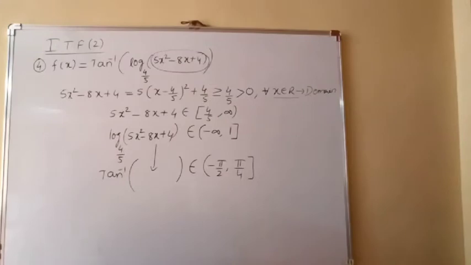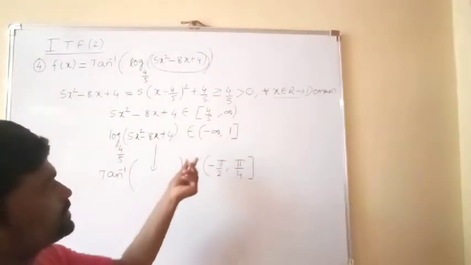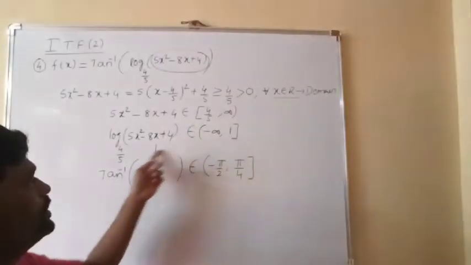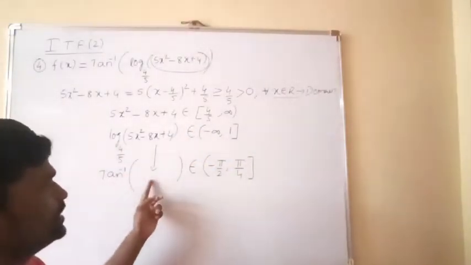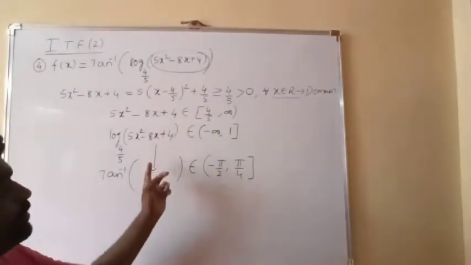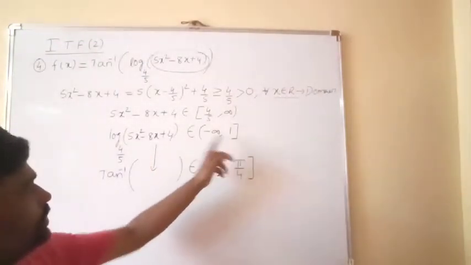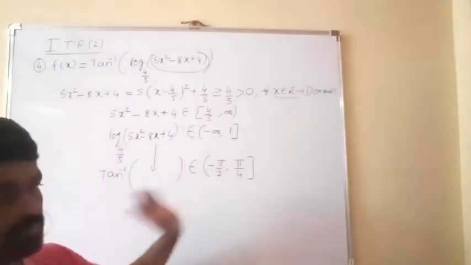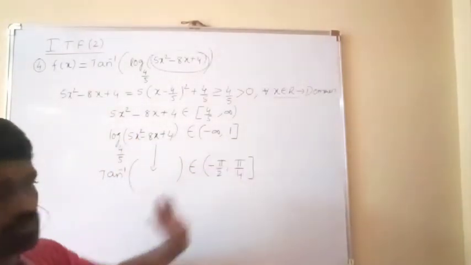Now next, tan inverse of log of this function. To get tan inverse of log of that function, tan inverse function is increasing. So applying tan inverse, to get minimum value we have to substitute this whole value as minus infinity. Tan inverse of minus infinity is minus pi by 2, tending to. Next, to get maximum value, put this whole value equal to 1. So tan inverse of 1 is pi by 4. Here closed is there, here also closed.